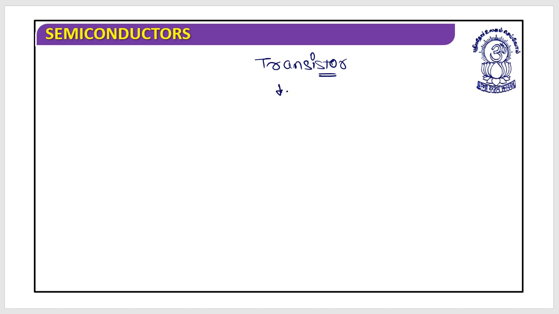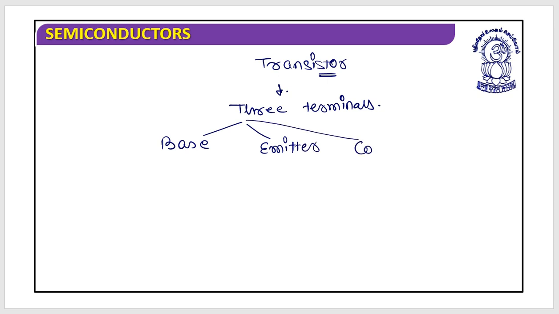Basically, what we have understood is that it is a three terminal device. The three terminals are the base, the emitter, and the collector. According to size, the base is the least, the emitter is moderate, and the collector is the maximum, or highest in size.